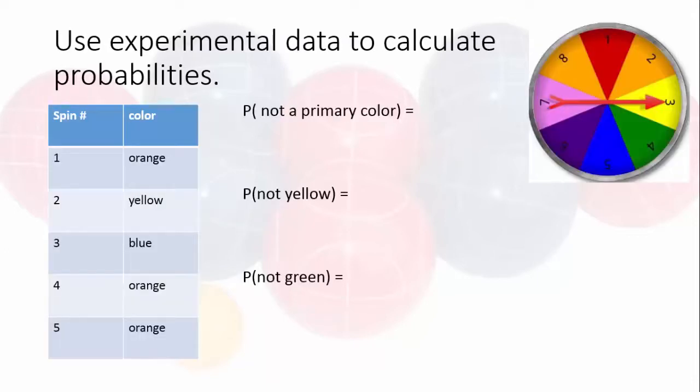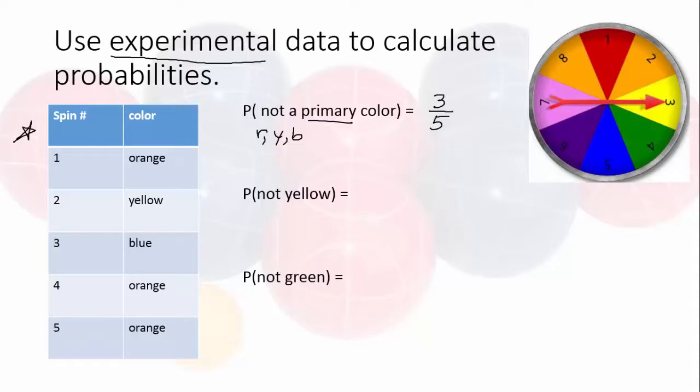How about this spinner? Use experimental data to calculate probabilities. Okay, don't be fooled by the picture of the spinner. That's just a prop. If we're using experimental data, we have to use the table. The probability that it is not a primary color, and remember primary colors are just red, yellow, blue, right? So we don't want any of those. Well, in our chart of data, the only other thing is orange, and there are 3 of those. So this is just 3 out of the 5 spins in the experiment.